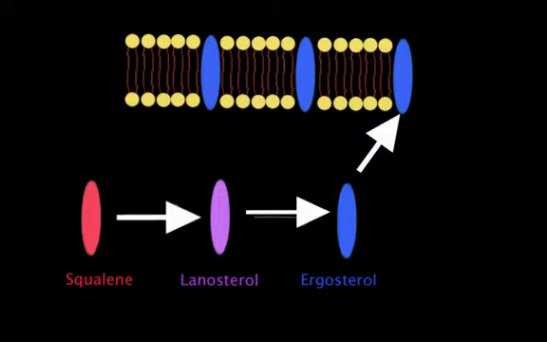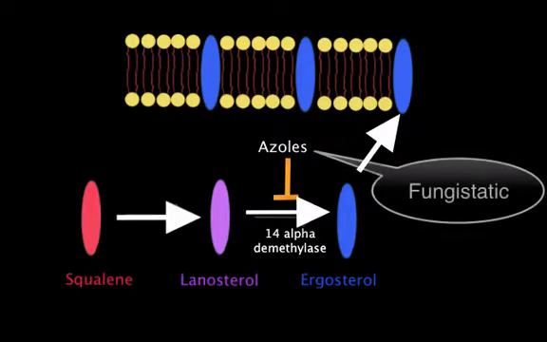It is synthesized from squalene, and there are 2 classes of medications that block the ergosterol synthesis pathway. The most commonly used is the azoles. These block lanosterol 14-alpha demethylase. The azoles are a commonly used class of fungistatic drugs with many different agents that each vary based on avidity for the enzyme, pharmacokinetic profile, and side effects.